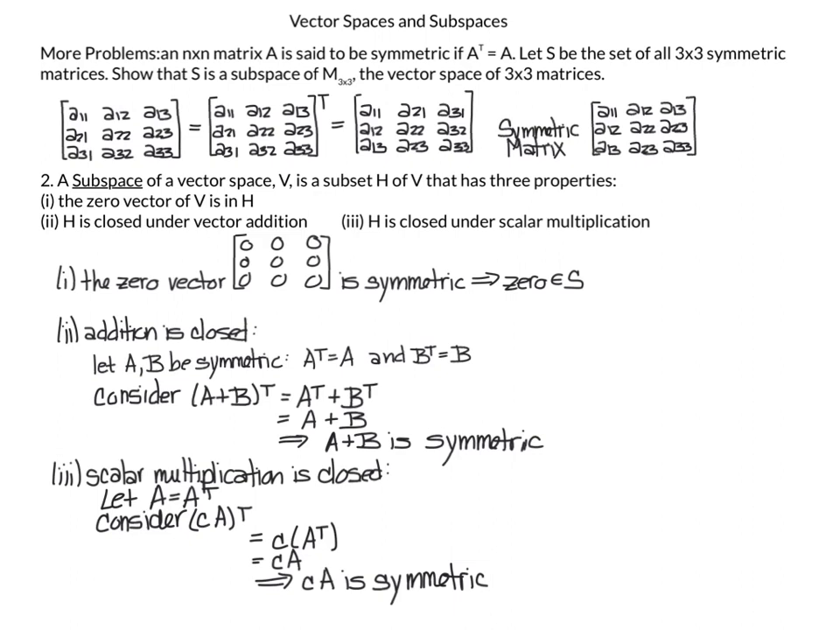Scalar multiplication, again, it depends on you knowing the properties of transpose matrices, so I'll let you take a look. But let A equal A transpose. What we want to show is that C times A transpose is going to equal C times A. That's what we want to show. So C times A transpose is equal to, well, now we know A transpose is equal to A because A is symmetric, so C times A, which is exactly what we wanted to show.